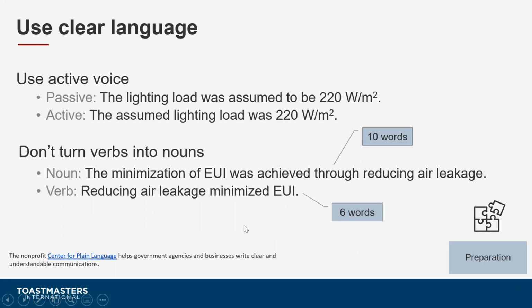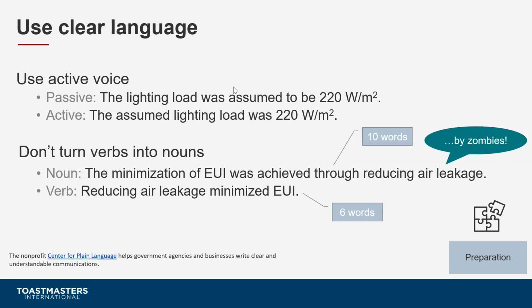I also have a link here at the bottom. The Center for Plain Language is where I got these tips from. They help government agencies and bureaus write in clear language. So that might be a resource that you find useful to find a lot more tips on how to use clear language. And again, the first sentence can be read and made sense by adding by zombies at the end. So we want to avoid sentences that sound correct with zombies in them.